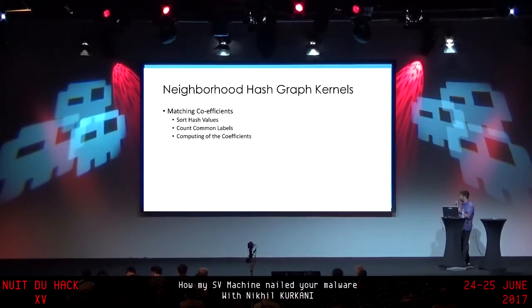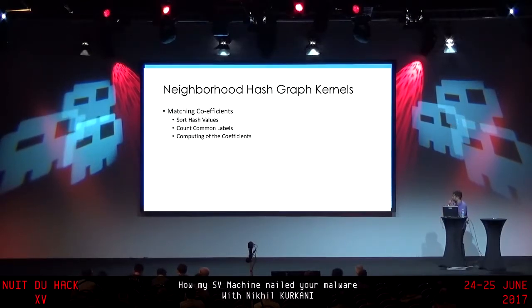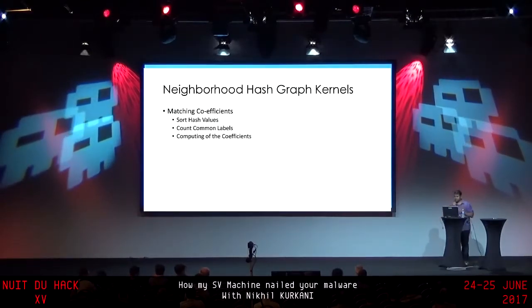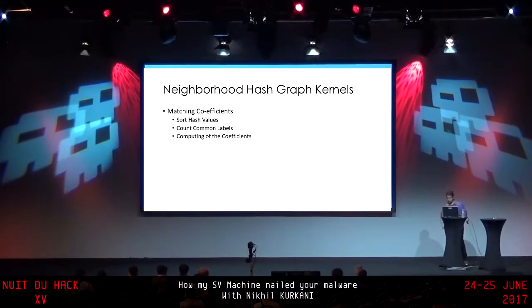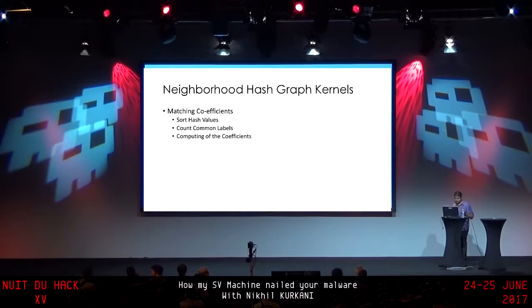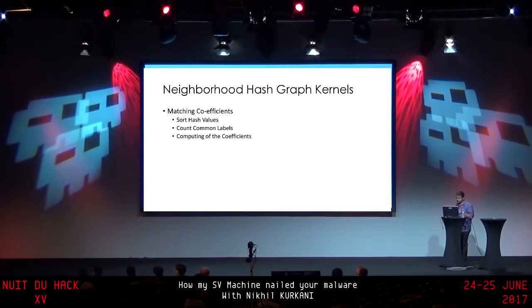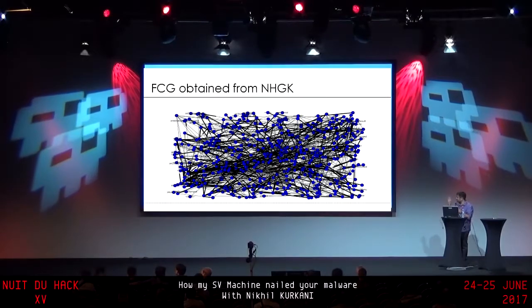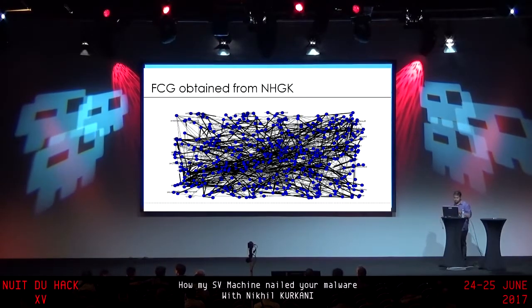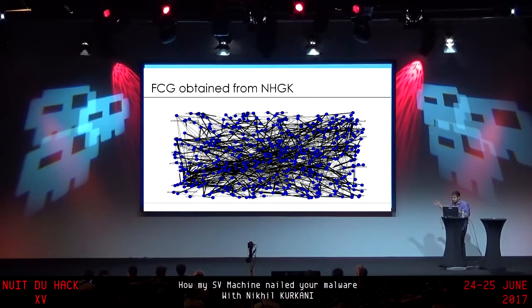So one of the major reasons why we thought of taking this Hido and Kashima method was for the matching coefficients, then sort the hash values and count the common labels, then compute the coefficients. So this was one of the prime reasons that we took it. So again, coming back to the same functional call graphs obtained. This call graph was actually obtained from the Hido and Kashima method.